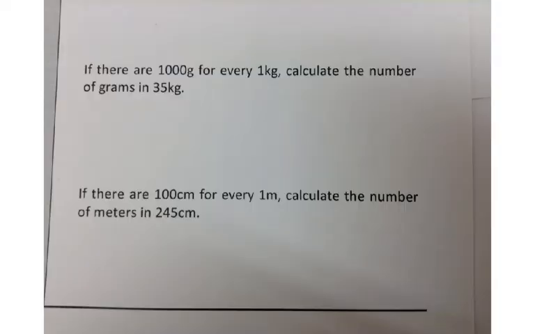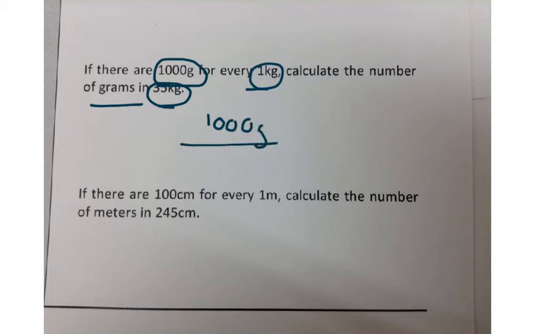Okay, so let's do some example problems. How you do this in this class is that we are going to be using proportions all the time. If I know that there's 1,000 grams for every 1 kilogram, I need to calculate the number of grams in 35 kilograms. The importance is that you partner up the correct things. So I know that for every 1,000 grams, I need 1 kilogram, or if I have 1,000 grams, I have an equivalent to 1 kilogram.